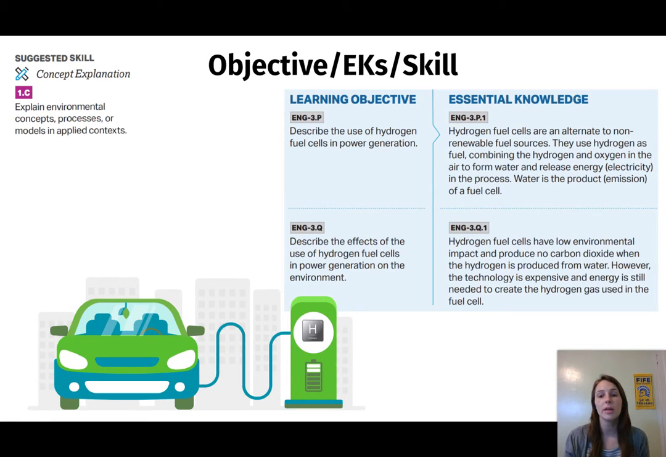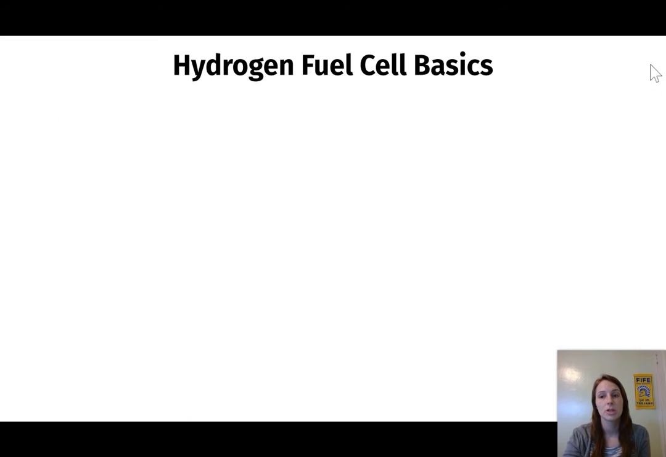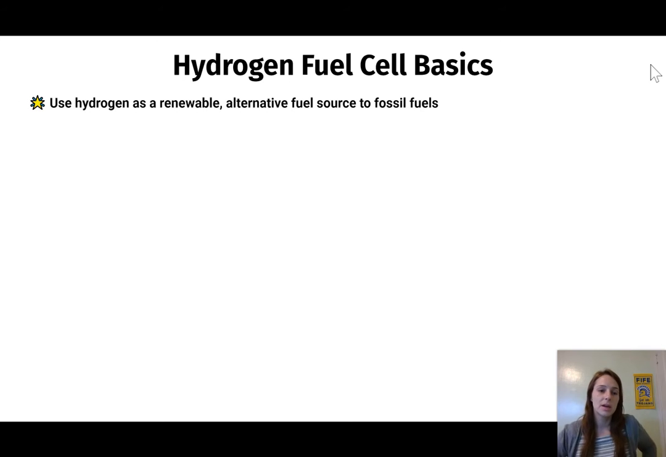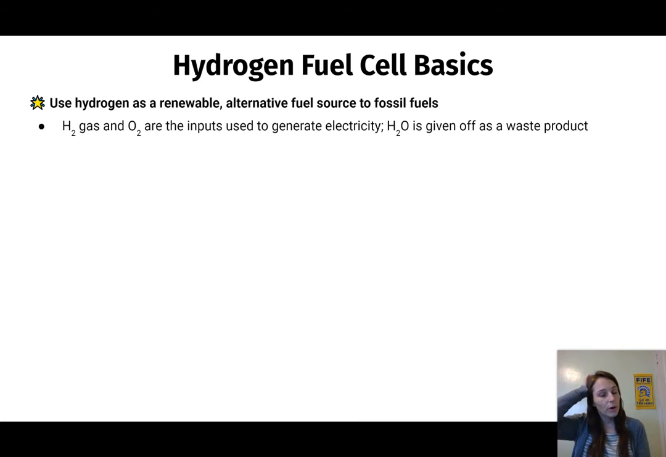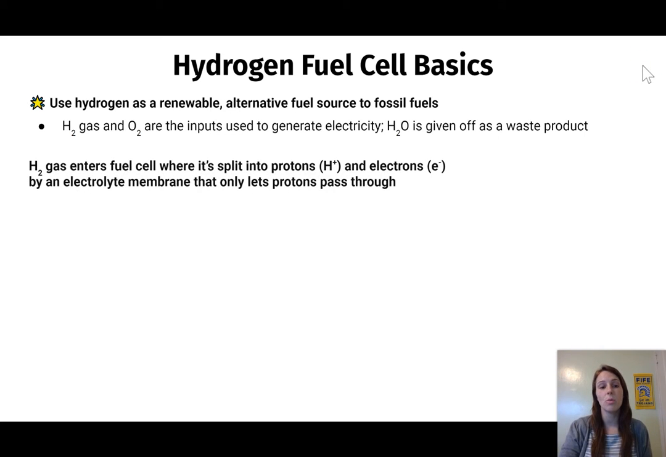For the essential knowledge, you're going to gain some information about what hydrogen fuel cells are and how they work, and then some of the pros and cons to them. So we'll start out with just some basics. Hydrogen fuel cells are going to use hydrogen as a renewable alternative fuel source to fossil fuels. So we're going to take hydrogen gas and oxygen. They're going to be the inputs that are used to generate electricity. And then the only waste product is going to be water.